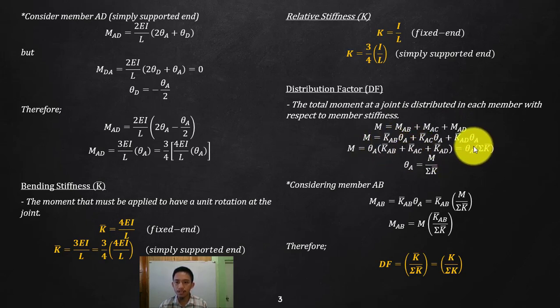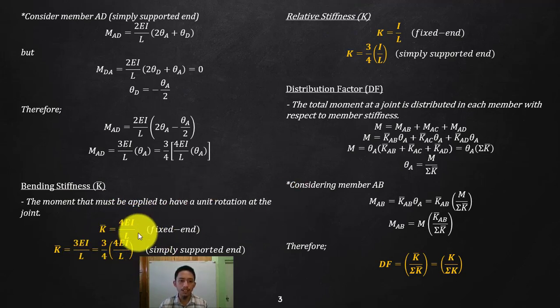You can say that that is theta A times the summation of all the stiffness of the members connected. However, as I'm saying, if your E is constant, then you can just worry about your I and L. So we will be using your relative stiffness if E is constant. But you can still use E, no problem with that.